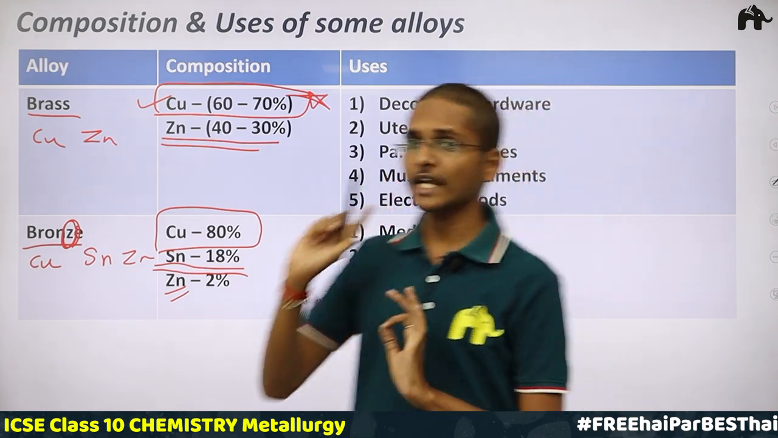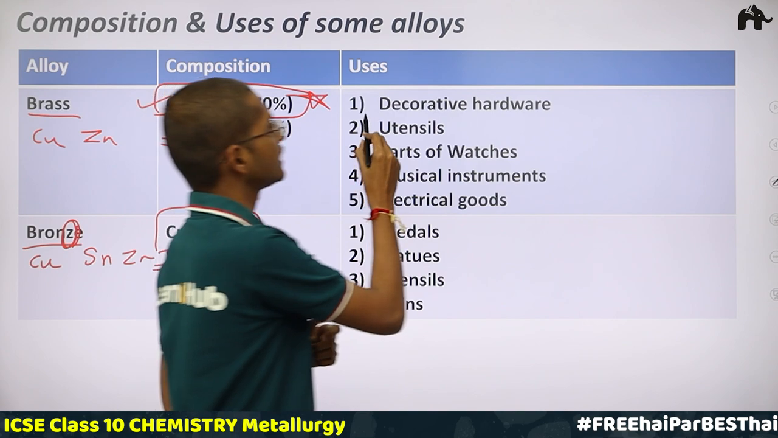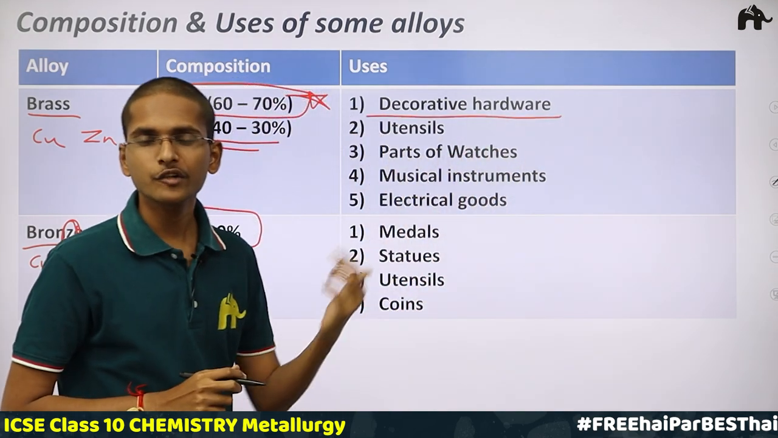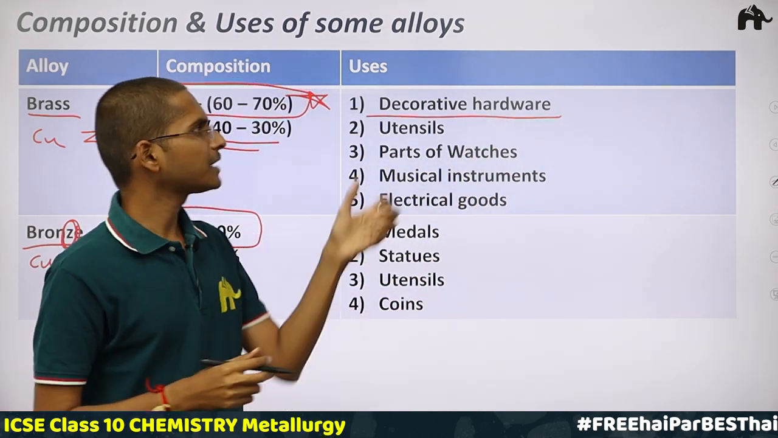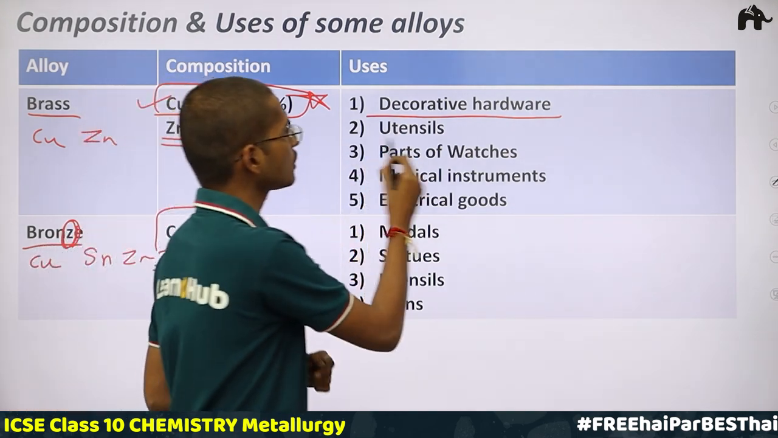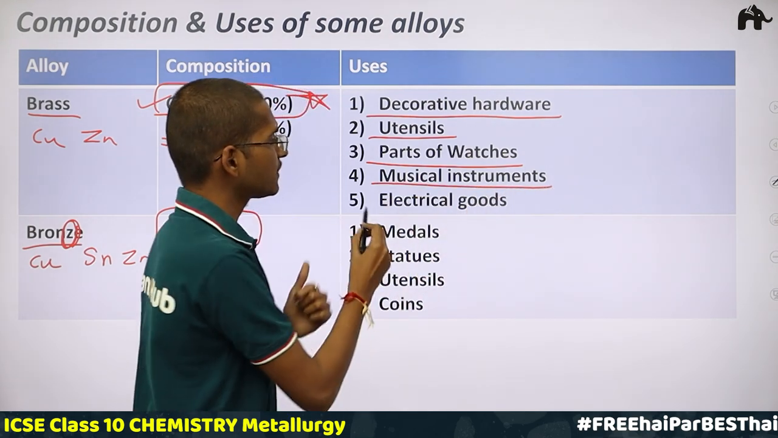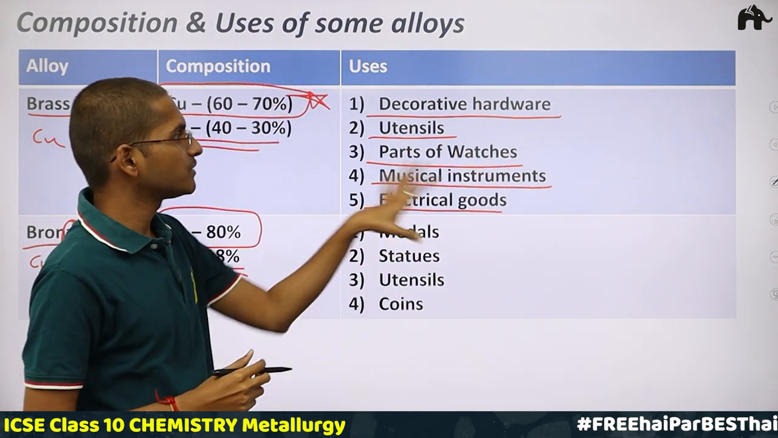Clear? Again, the uses of brass: it is used in decorative hardware, decorative articles. You can find brass door handles. Utensils are made up of brass. Parts of watches, musical instruments, electrical goods, all of these can be made up of brass.